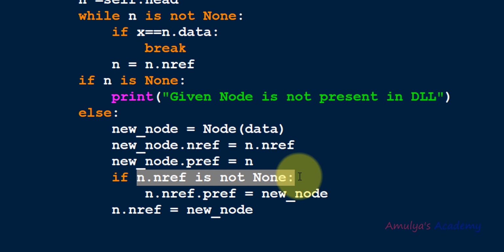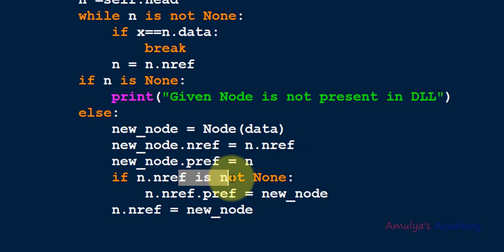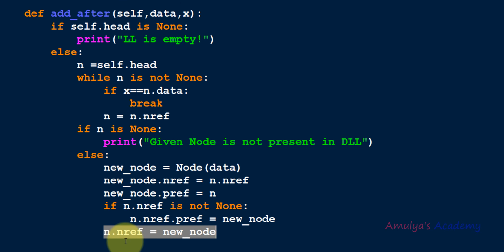Next, I'll check whether we are inserting the new node after the last node or not. If we are not inserting the given node after the last node, then we need to include this line. If you are inserting the given node after the last node, this line is not necessary. Lastly, change n.nref to new node.